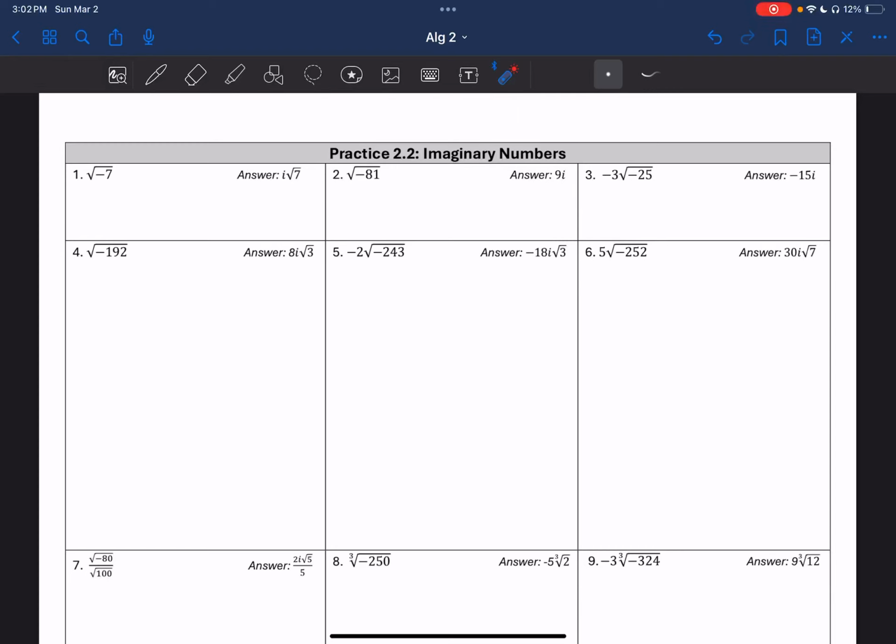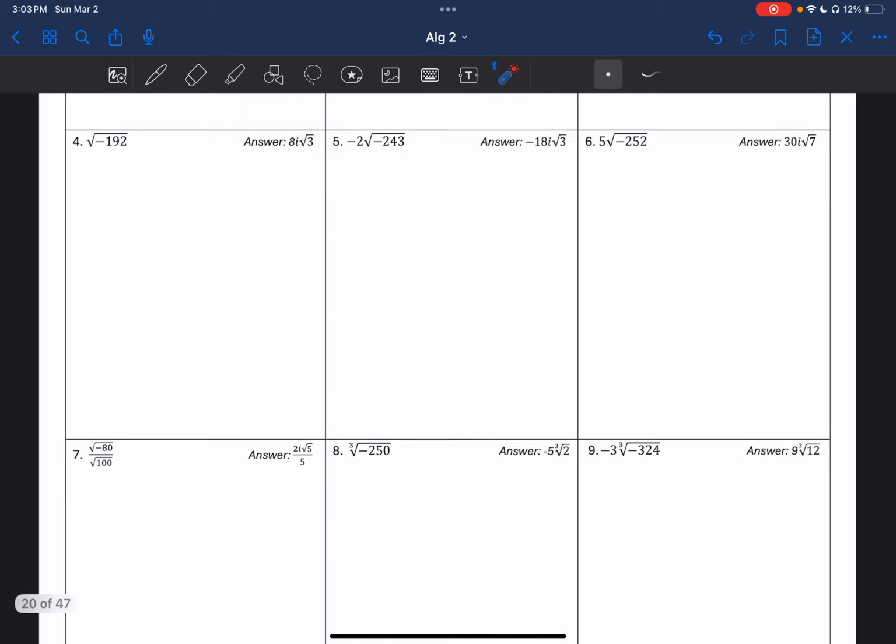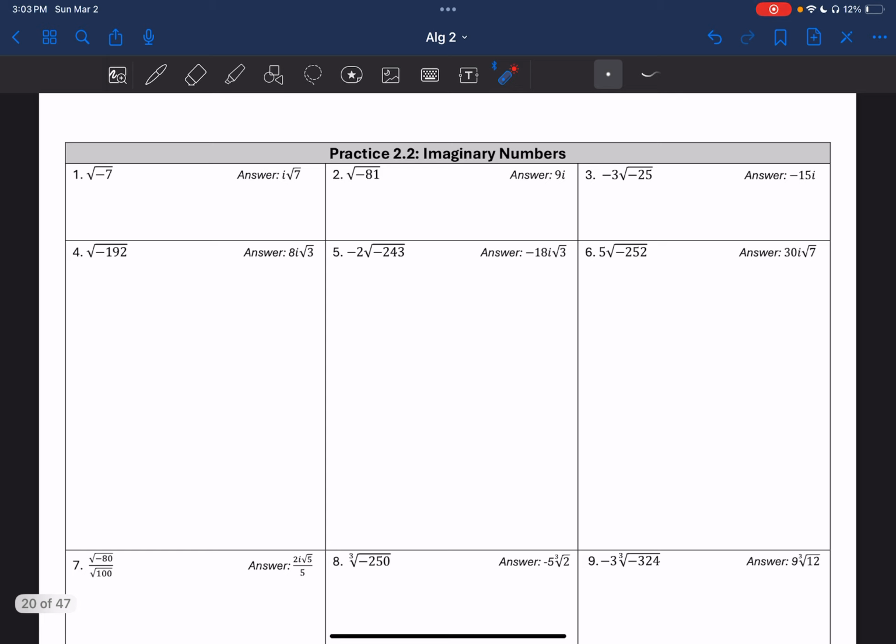All right, so this is page 4 in the Algebra 2 packet and page 6 in the honors packet. I'm going to go through these problems pretty quickly, but in case you were stuck on any of them, you can come back and watch me talk through it.